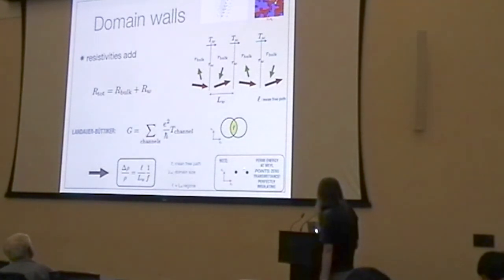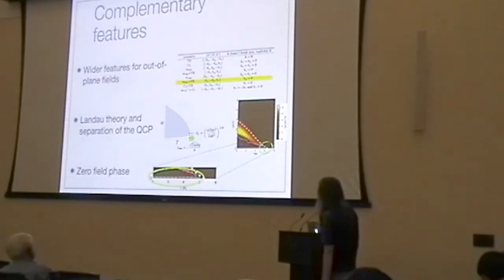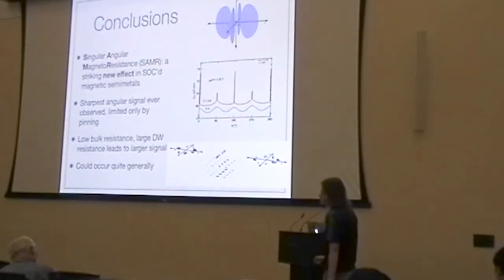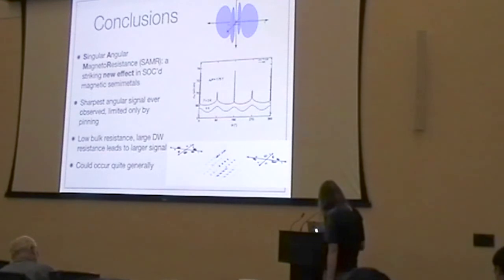If you actually had point Fermi surfaces, you would have infinitely resistive samples in the same direction. So I'll just flash this. We find a striking new effect in spin-orbit coupled magnetic semi-metals: the sharpest angular signal ever observed. What it requires is low bulk resistance and large domain wall resistance for a larger signal, and it could occur more generally.